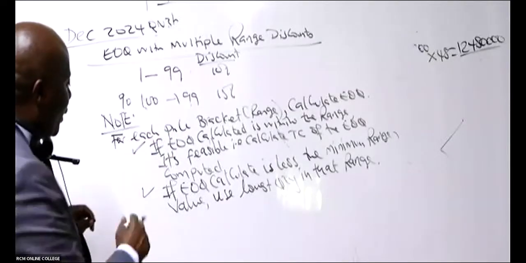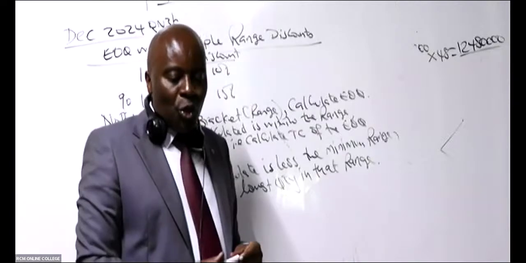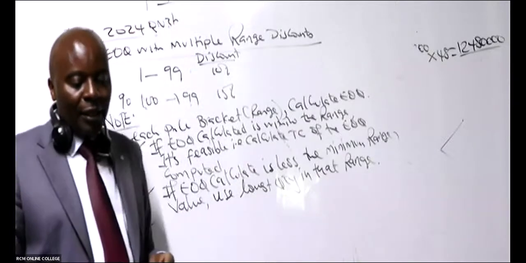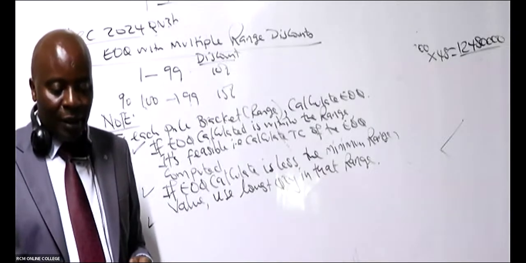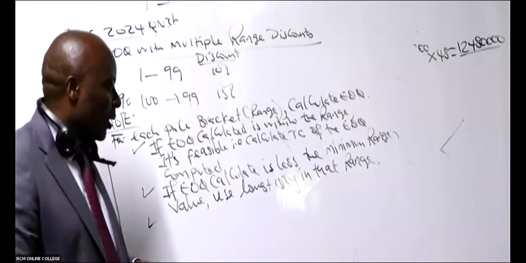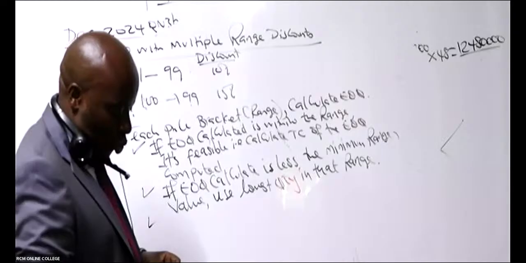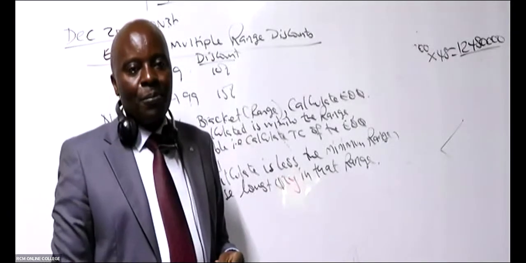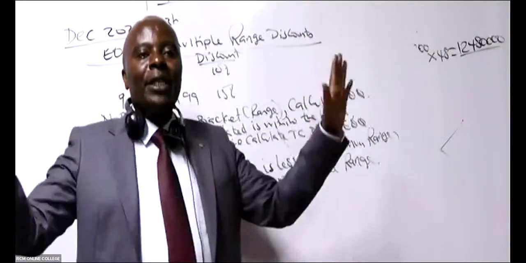The last one, the third tick: if EOQ computed is bigger than the maximum range value, ignore it.